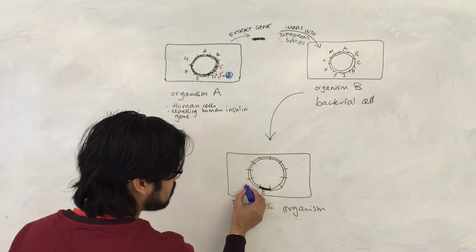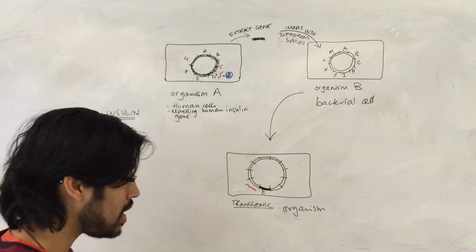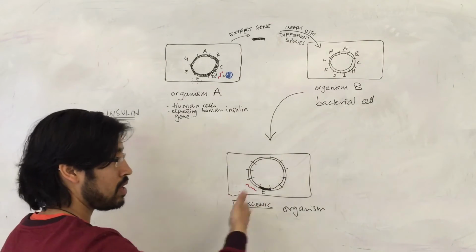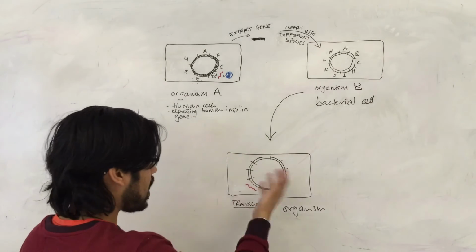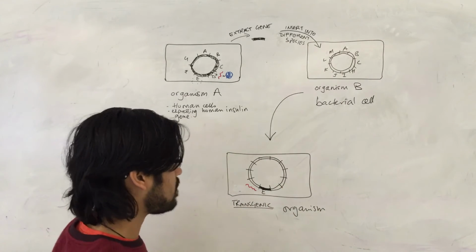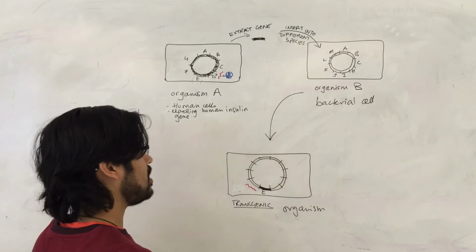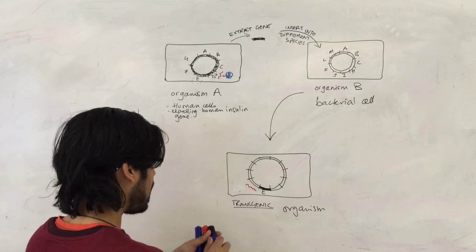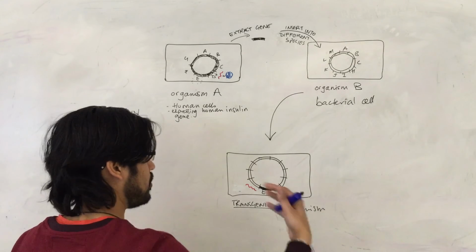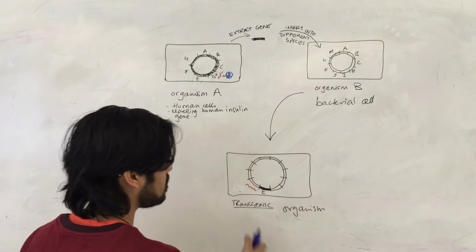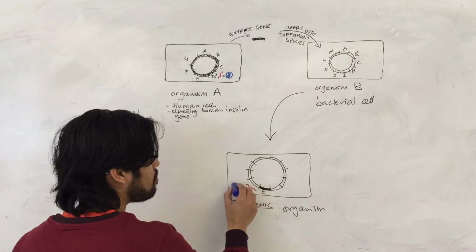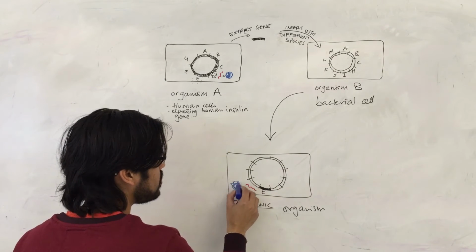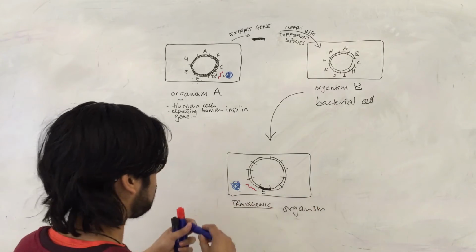The gene is being transcribed into mRNA by the bacterial RNA polymerase. That mRNA is then floating around in the cytoplasm, locks onto a bacterial ribosome, and then the ribosomes put the amino acids together according to the instructions in the mRNA, and they produce a human insulin peptide.